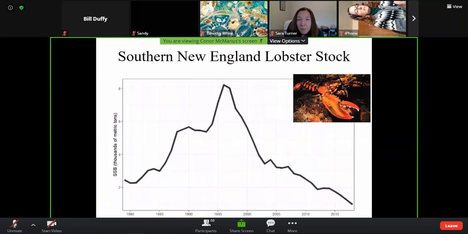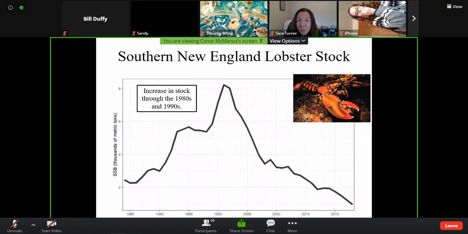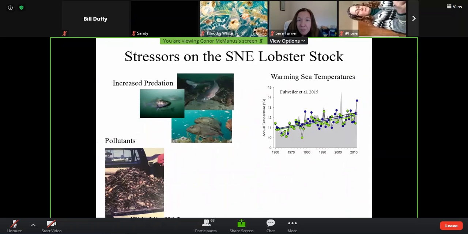The story of shell disease is often intricately tied to the history of the stock trajectories for southern New England lobster. As background, when looking at the spawning stock biomass for lobster through time for southern New England, we saw a stark increase from the 1980s and 1990s towards its time series peak in the late 90s. But thereafter, we saw a precipitous decline in spawning stock biomass through the 90s and much of the 2000s to where we're at now, at time series low for the population.